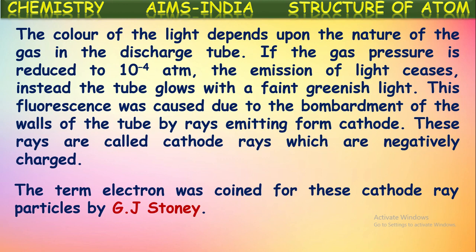Okay, first they were called cathode rays. Why they are called cathode rays is because in the discharge tube they observed these particles moving from the cathode side to the anode side. They appear as if generated at the cathode and striking at the anode end. That is why they called these particles cathode rays. But later on, G.J. Stoney coined the name electron for these particles.